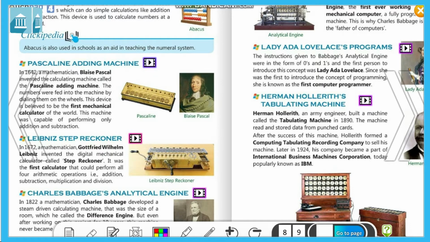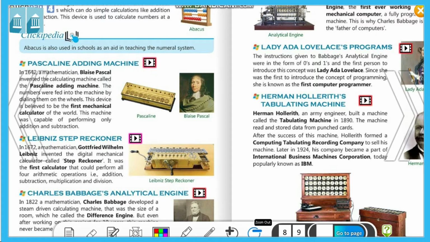So if I ask you what was the first calculator that could perform all four arithmetic operations, addition, subtraction, multiplication and division, ये चारों arithmetic operations maths के लिए बहुत ही important हैं. उनको बोलते हैं arithmetic operations. So you can say tape reckoner or you can write Leibniz tape reckoner. Both answers will be correct. These are the four operations: addition, subtraction, multiplication and division.